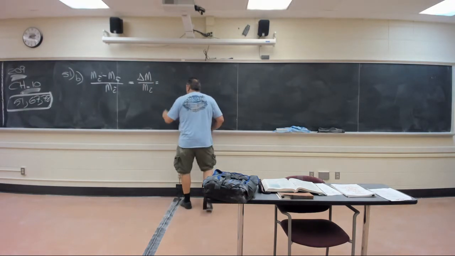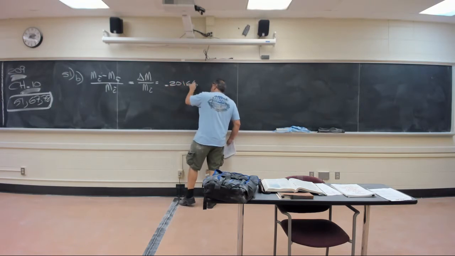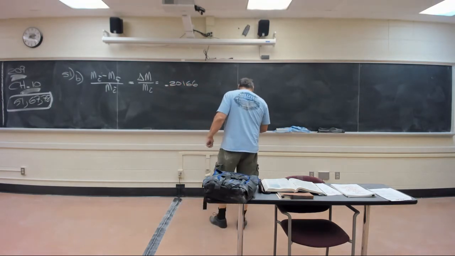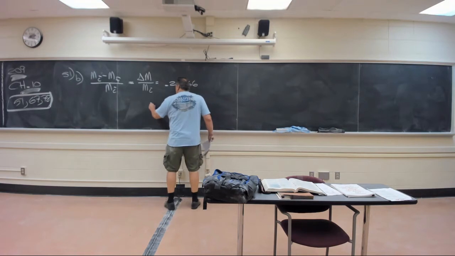We said that was 22.2%, 0.20166. 0.20166 is that multiplied by MI on each side.